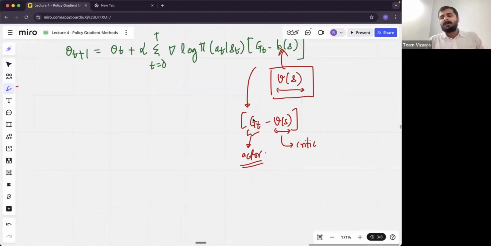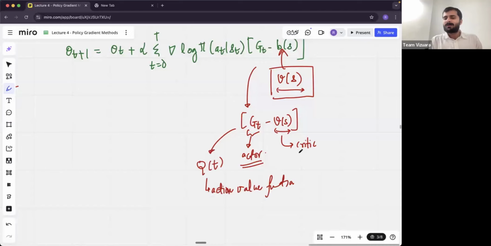And this actor, which I am calling G of t, is actually exactly the same as Q of t, which is the action value function. So the actor is the action value function and the critique is the state value function. This is how reinforcement learning is modified from the original form, the way it was derived, to how it is used in some of the modern implementations.